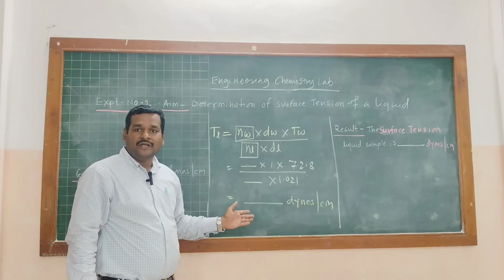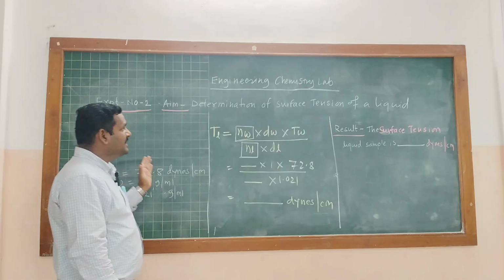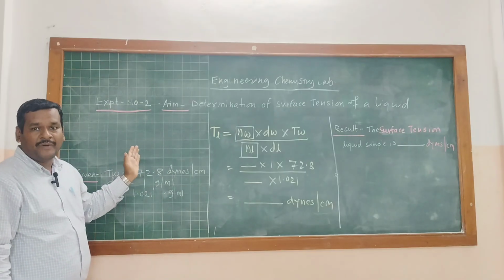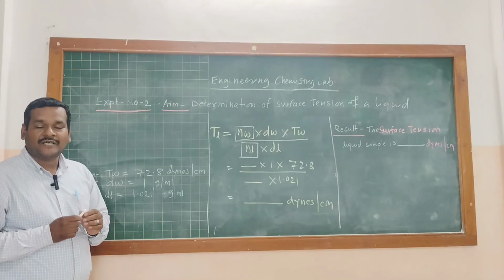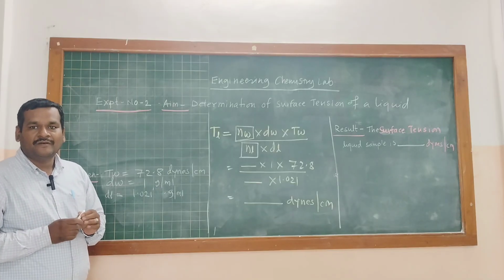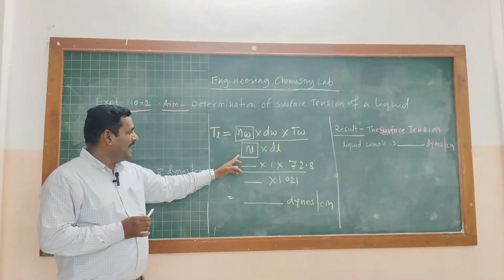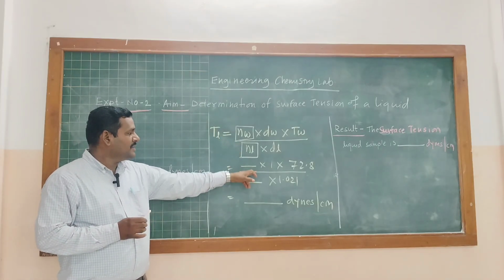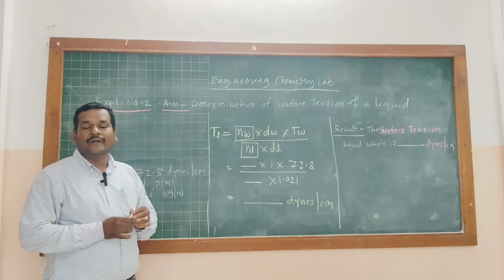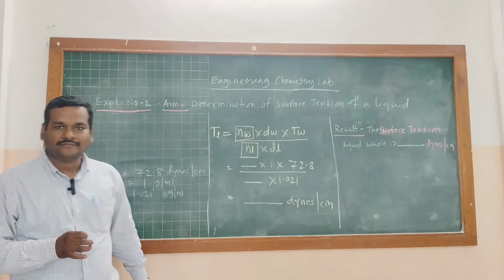So it is very essential to know, measure and determine the surface tension value of a liquid, and by using this very simple method, the drop number method, we can easily determine the surface tension of any liquid sample. What we have to do? We have to just measure the number of drops of water and the number of drops of liquid, and by putting these two values in this formula, we can easily calculate the surface tension of a liquid. Thank you.